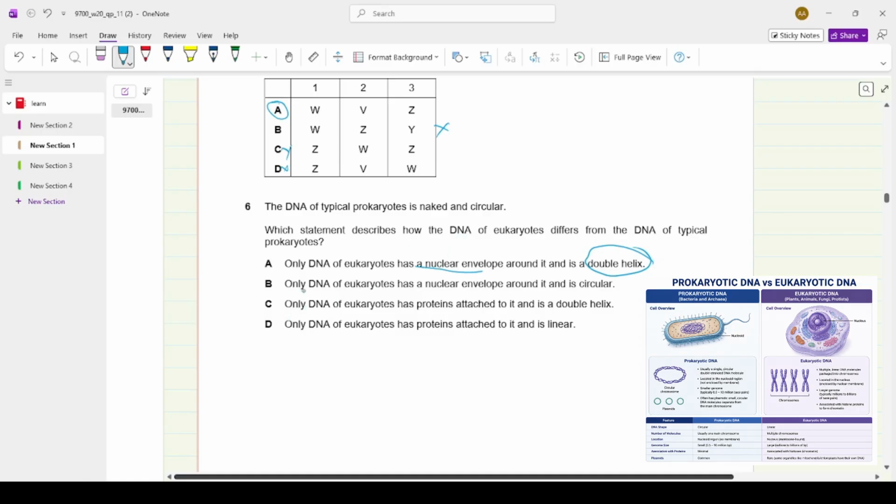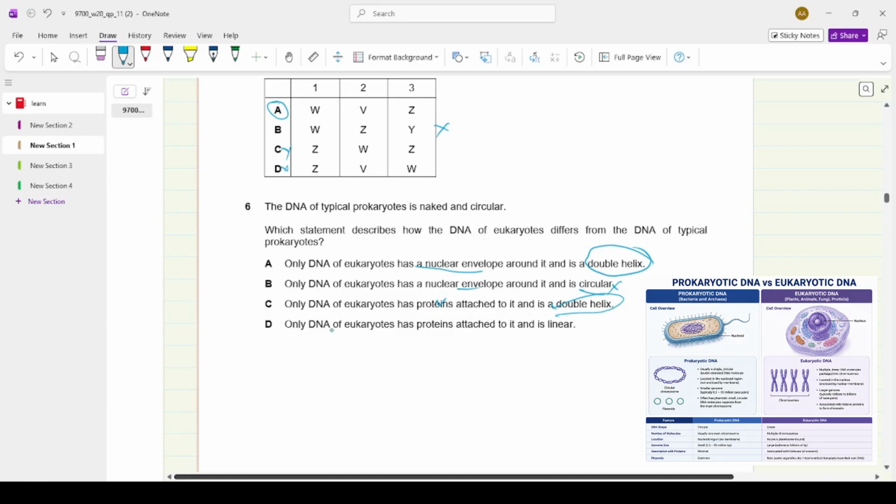Then part B, they are saying only DNA of eukaryotes has a nuclear envelope around it and is circular. This is not true. It's only the prokaryotes that are circular. Then C, only DNA of eukaryotes has proteins attached to it and is double helix. Again, double helix is also for prokaryotes, even though it is true that the eukaryotes have got DNA proteins.